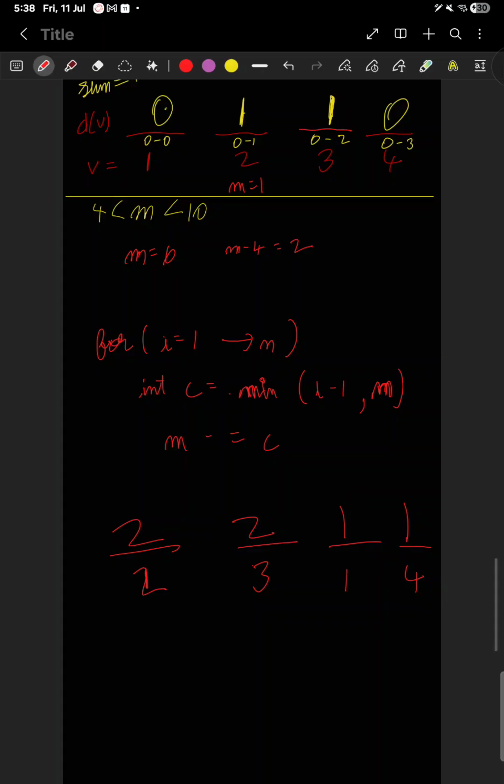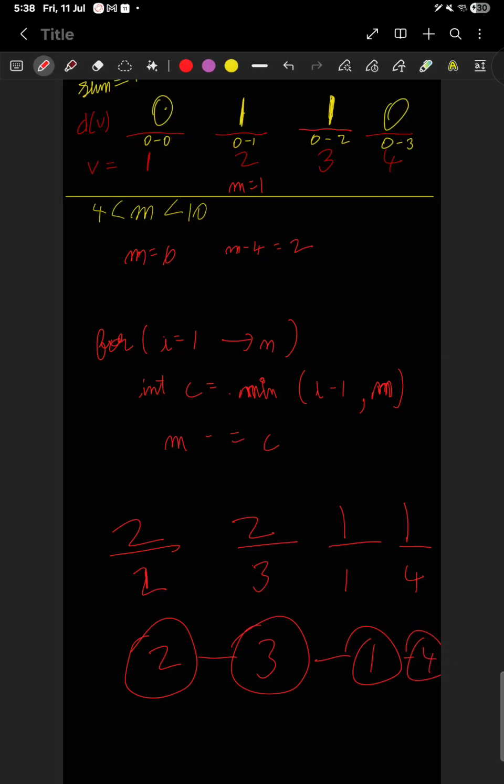If you had to arrange it, first of all, let's understand what our tree would look like. So our tree would look like this: 2, 3, 1, 4, with divineness equal to 2, divineness equal to 2, divineness equal to 1, divineness equal to 1. So our tree would look like this, where this one is our root node. Okay.